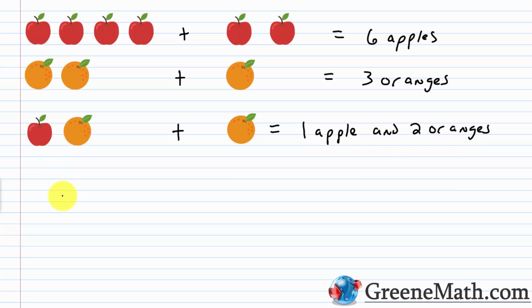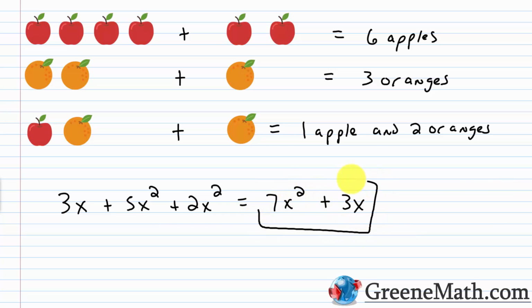It's the same thing if you had something like 3x plus 5x squared plus 2x squared. We know 5x squared plus 2x squared is 7x squared. So we would have 7x squared plus 3x. This right here, I can't combine any further because they're not like terms. I have 7 of some quantity, x squared, plus 3 times a different quantity. So I basically have 7 apples and 3 oranges here. Okay, so I just have to list it as 7 apples and 3 oranges. I can't really make it any simpler, so that's why we write 7x squared plus 3x.